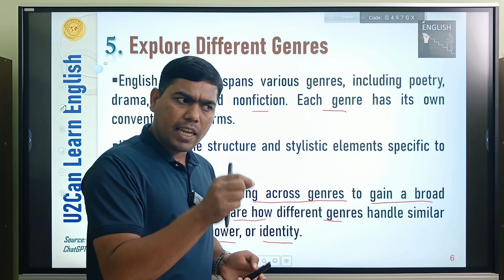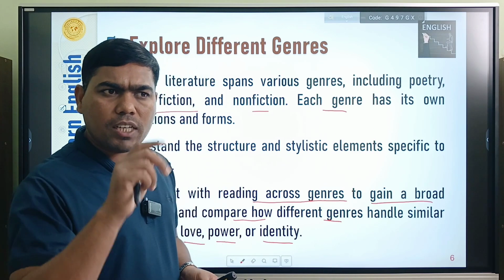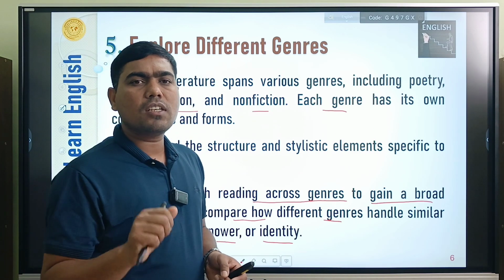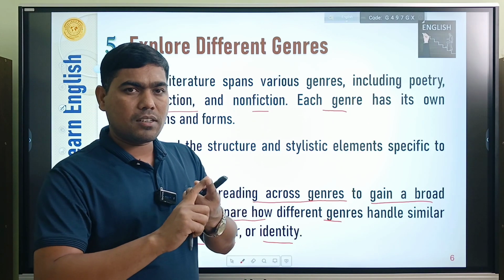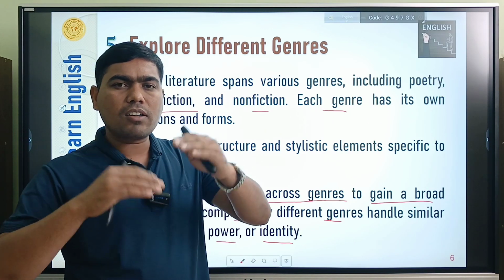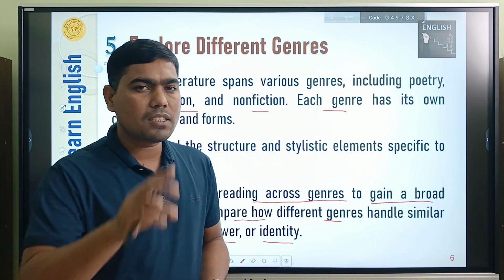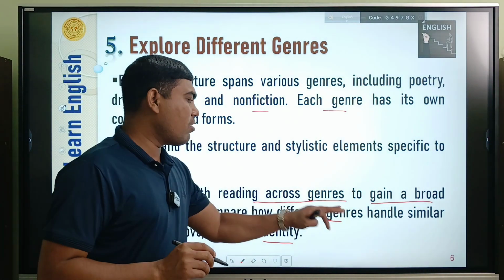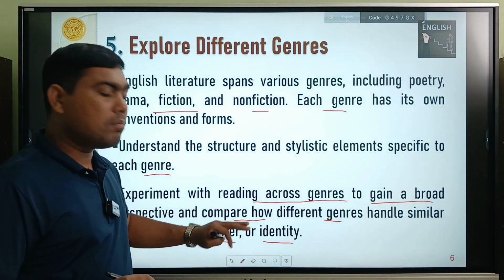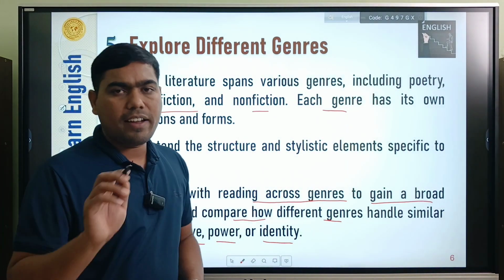So the same familial or husband-wife relationship has been dealt with in a poem or in a short story. The theme is similar, but the dealing, the narration, or the representation is different. So you should know how different genres handle similar themes like love, power, and identity.